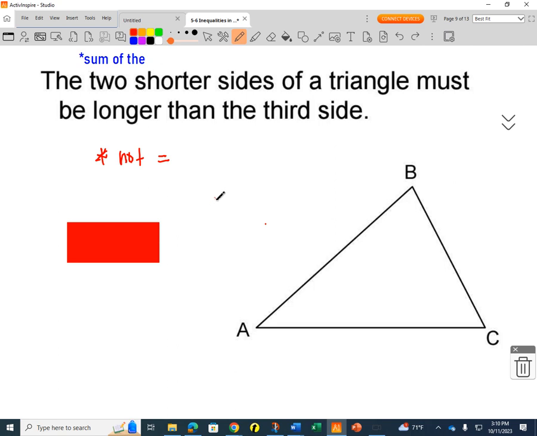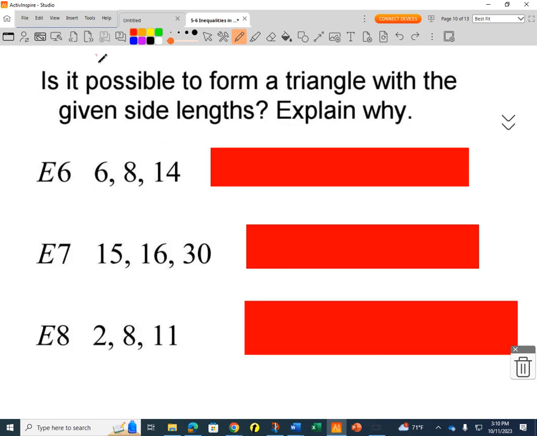And the rule is the sum of the two shorter sides of a triangle must be longer than the third side. And remember, they cannot be equal. Not equal, but greater than. So let's look here. Is it possible to form a triangle with the given side lengths? Explain why. Well, these are the two shortest, this is the longest. So we're going to add these together.